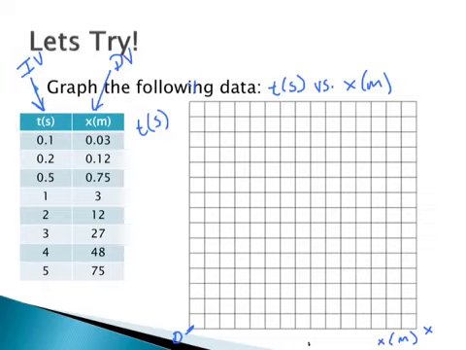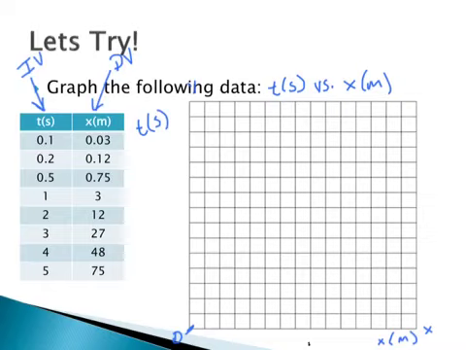Now before I plot my points, I need to choose a proper scale on both the x and the y. Looking at my x column, time in seconds, my independent variable, I have times that go from 0.1 all the way to 5. So what should my scale be? Well, if you look at some of your later points, it kind of gives away an easy scale to have. You go 1, 2, 3, 4, 5. So what I'm going to choose my scale to be is by ones.